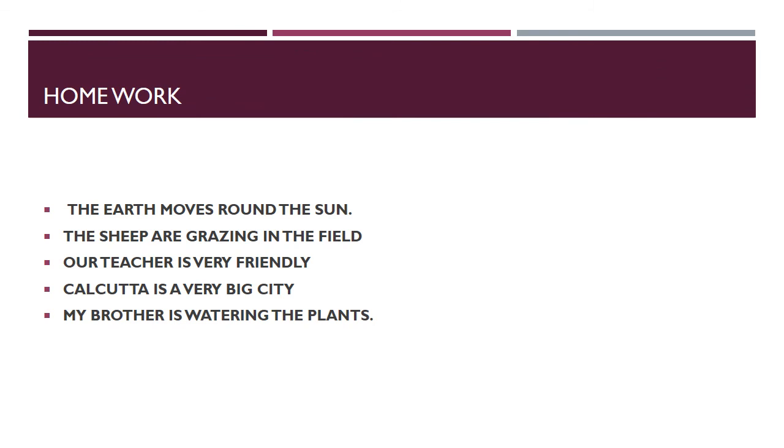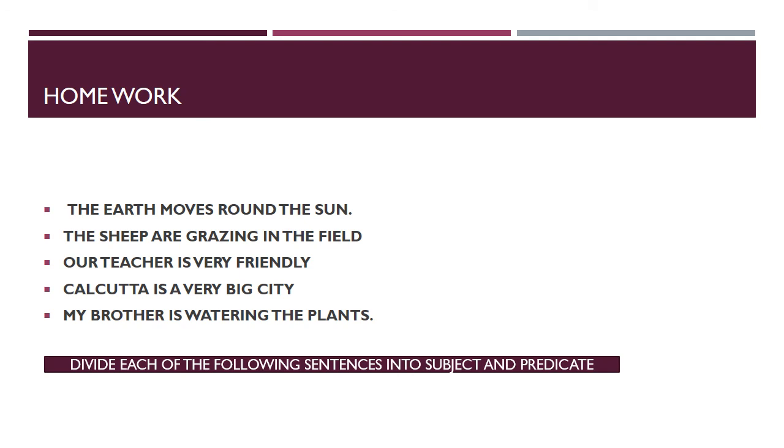Children, homework for you. First question, the earth moves round the sun. Second, the sheep are grazing in the field. Third, our teacher is very friendly. Fourth, Calcutta is a very big city. Fifth, my brother is watering the plants. So children, what should you do? Divide each of the following sentences into subject and predicate. Write it in your notebook.